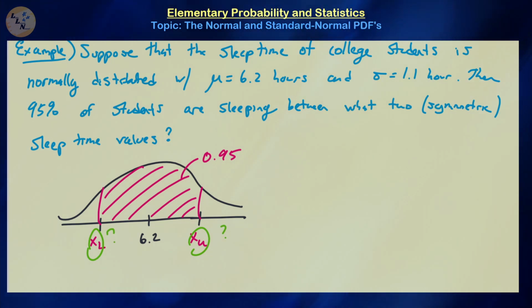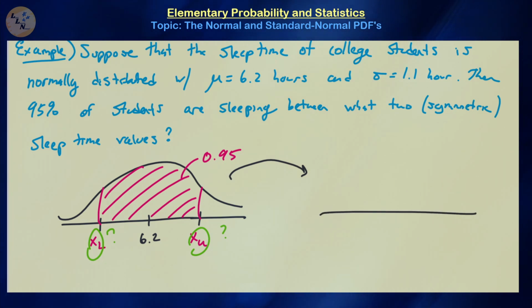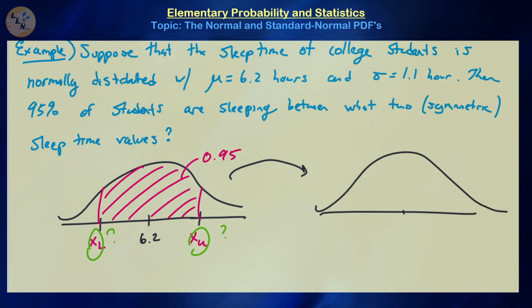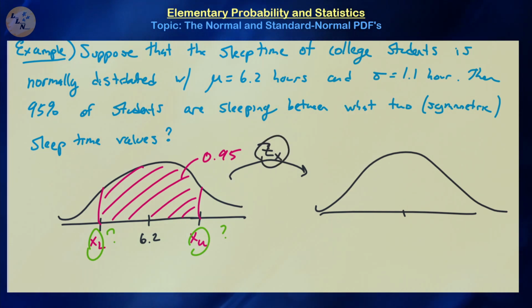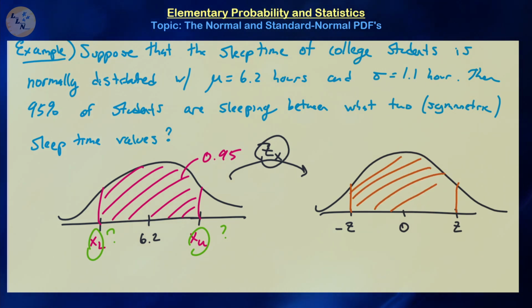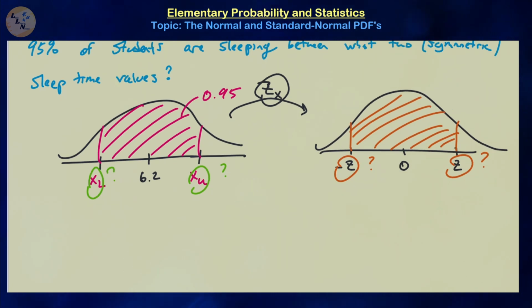So equivalently, we can transfer this into the standard normal distribution world, right? So it looks a little bit more normal. If we transform this into the standard normal world, 0 will be in between, and we're going to be looking for two values, minus z and z. And remember, these two values are going to be the same value, just opposites of each other. So we can find these two z-scores and then translate back into the x value world that we came from. So again, how do we do that?